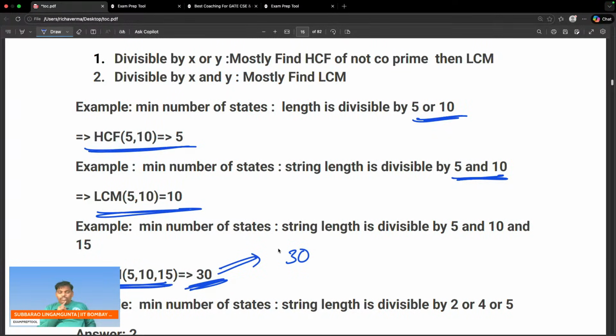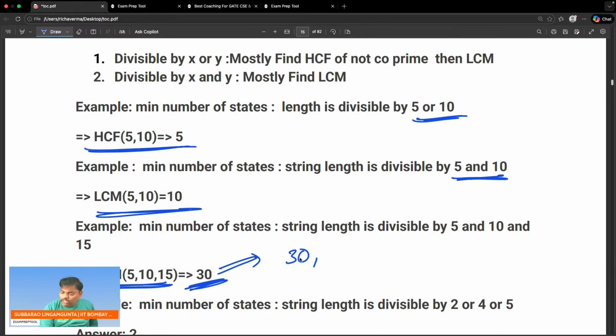The first number which will be divisible by all three. If you take 15, 10 cannot divide. If you take 20, 15 cannot divide. If you take 25, 10 cannot divide. I think 30. First number is 30. If you want, you can verify.